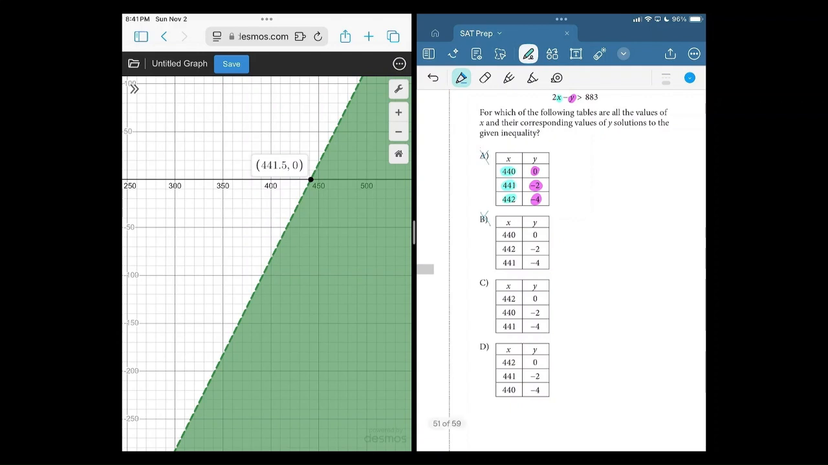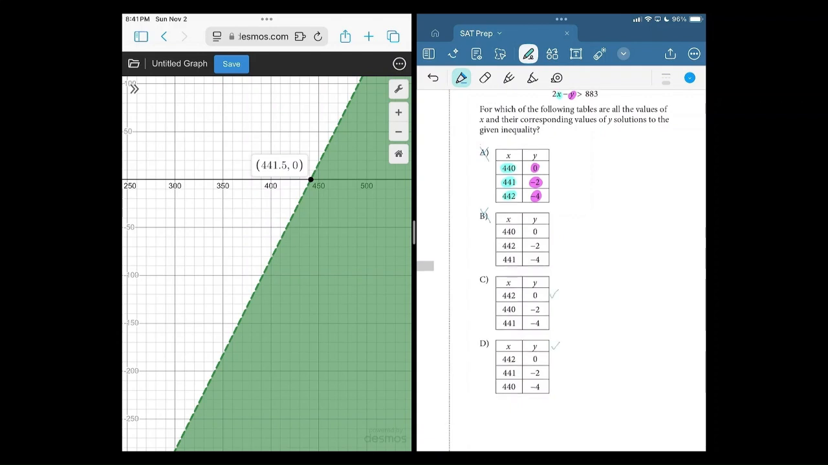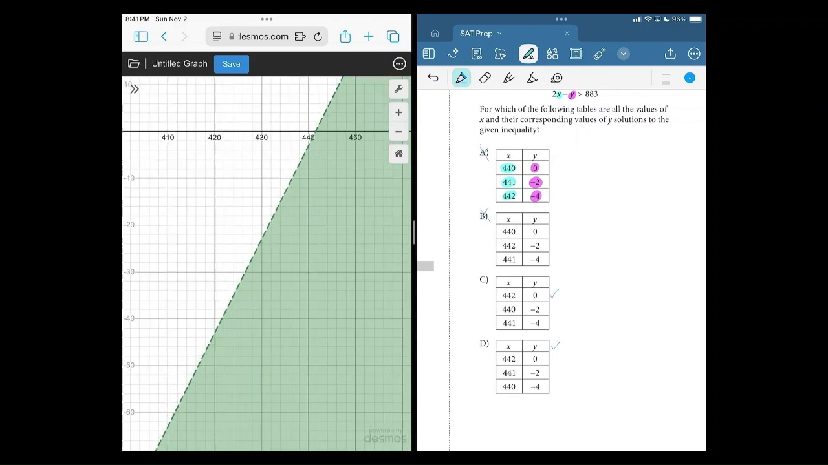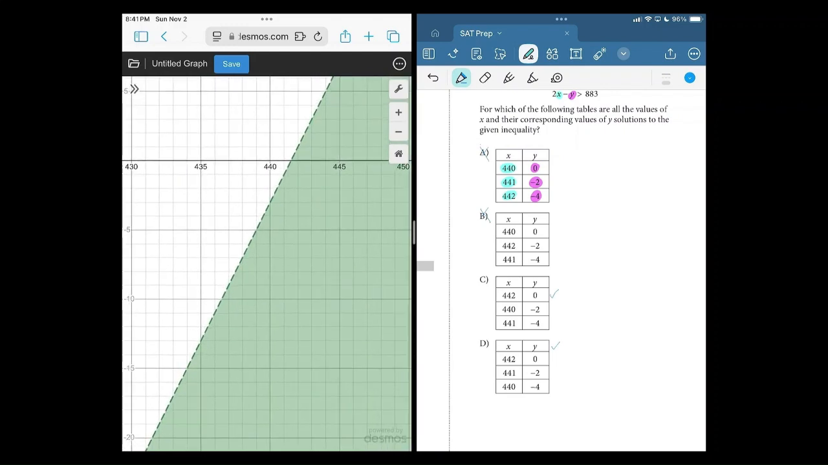442, 0, both of those are good to go. 441, negative 2. 441, negative 2 would be to the right of this point, so that's also good. 441, negative 2, yeah, it's going to be this guy, option D here.